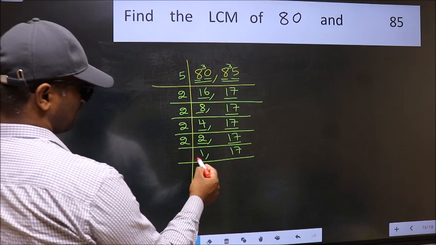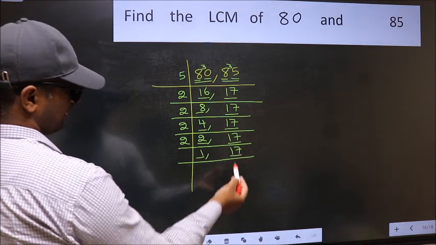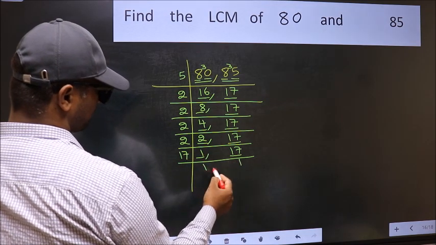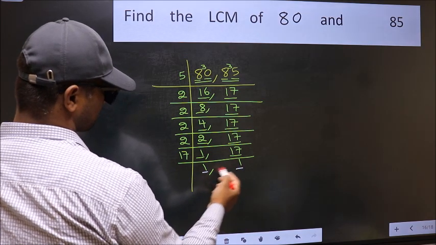Now we got 1 here, so focus on the next number, 17. 17 is a prime number, so 17 ones 17. So we got 1 in both the places.